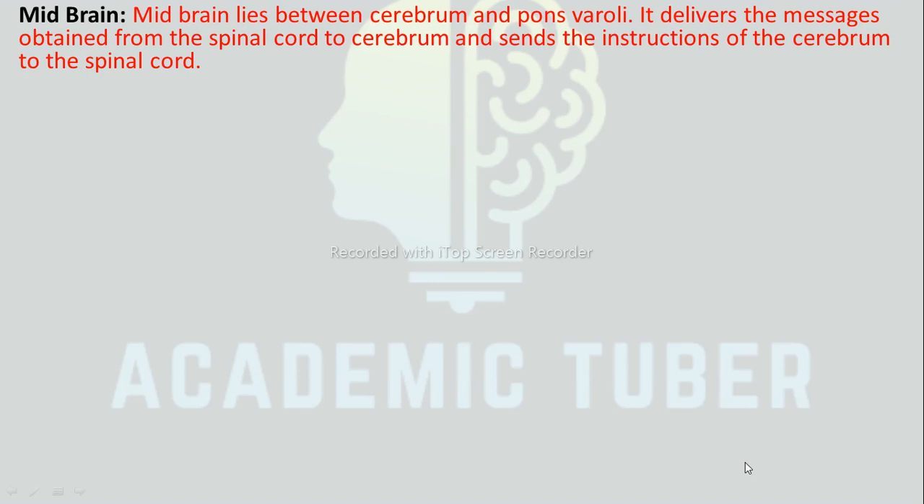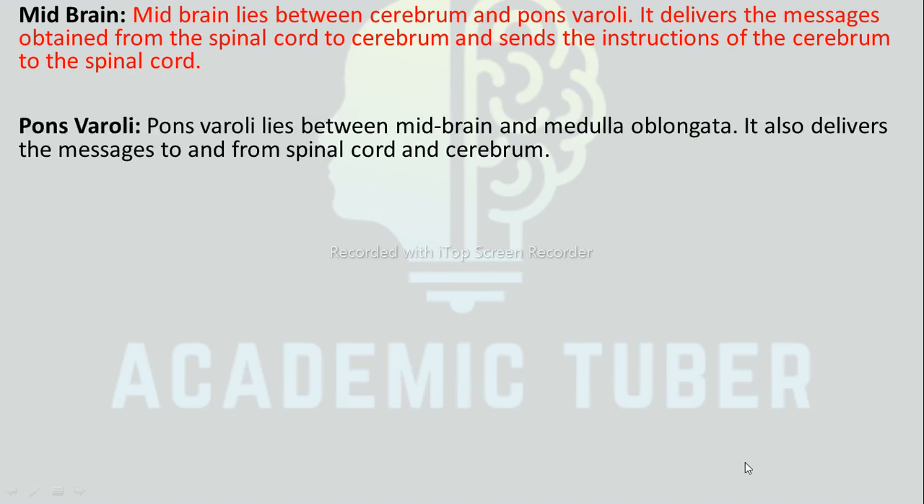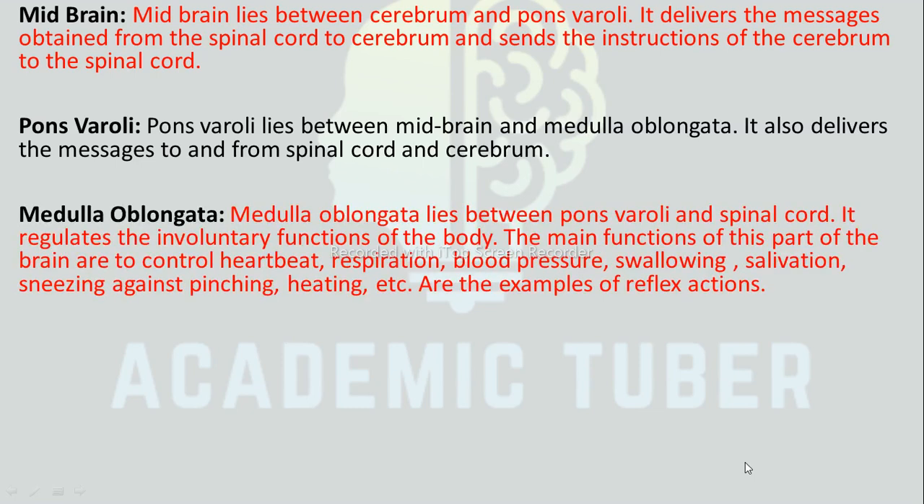Midbrain. Midbrain lies between the cerebrum and pons varolii. It delivers the messages obtained from the spinal cord to cerebrum, and sends the instruction of the cerebrum to the spinal cord. Pons varolii. Pons varolii lies between the midbrain and medulla oblongata. It also delivers the messages to and from spinal cord and cerebrum.